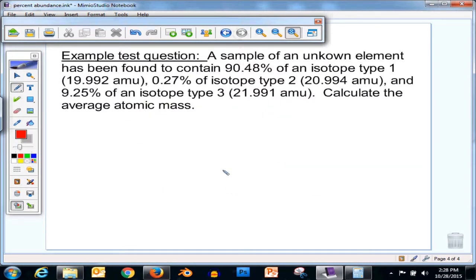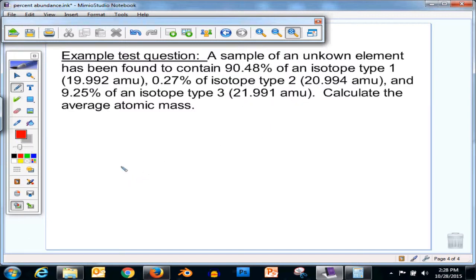This time though, this is something you'll see on your test where you don't know what the element is. So it will say a sample of an unknown element has been found to contain 90.48% of an isotope type 1 with this mass, 0.27% of isotope type 2 with 20.994 AMU for a mass, and 9.25% of isotope type 3 with this mass. Calculate the average atomic mass.